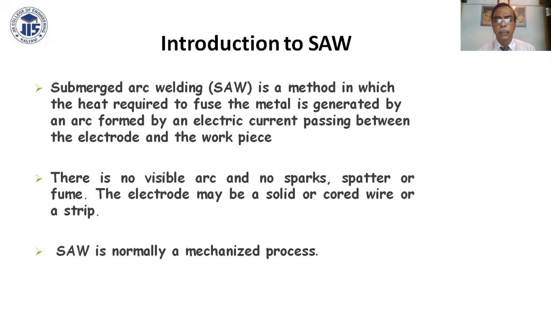Submerged arc welding is a method in which the heat required to fuse the metal is generated by an arc formed by an electric current passing between the electrode and the workpieces. There is no visible arc and no spark, spatter, or fumes. The electrode may be a solid or cored wire or strip. Submerged arc welding is normally a mechanized process.